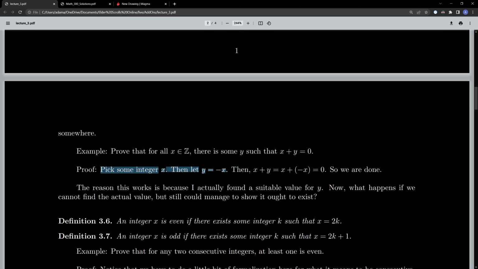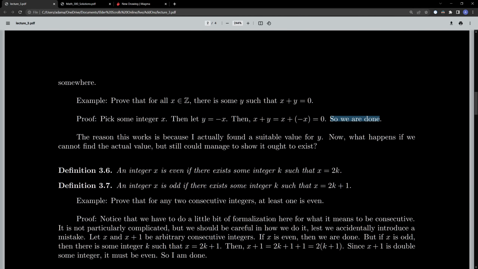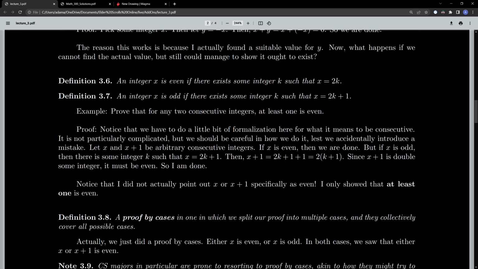So once I'm through all my quantifiers, then I do my logical manipulation, I find it's true, so we're done. Okay, so now let me show an example of a non-constructive proof. And now we're going to finally define something useful and relevant, even and odd integers.